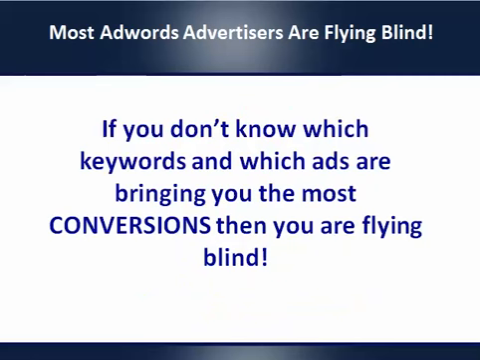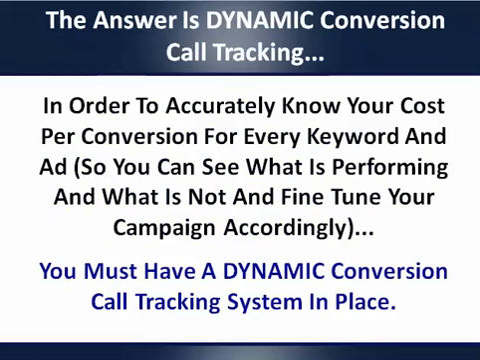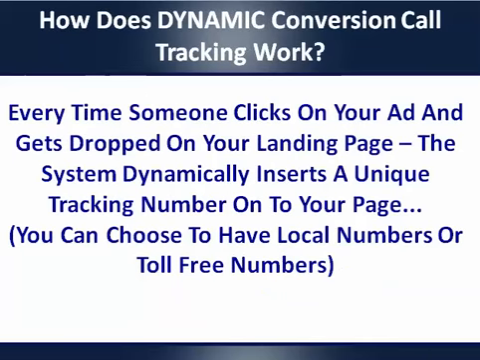Unfortunately, most AdWords advertisers are flying completely blind, as the vast majority don't know which keywords or ads are bringing in the best results. In order to accurately know the cost per conversion for every keyword and ad, so you can see what is performing, what is not, and fine-tune your campaign accordingly, you must have a dynamic call conversion tracking system in place. So every time someone clicks on one of your ads and gets dropped onto your landing page, the system dynamically inserts a unique tracking number onto the landing page.